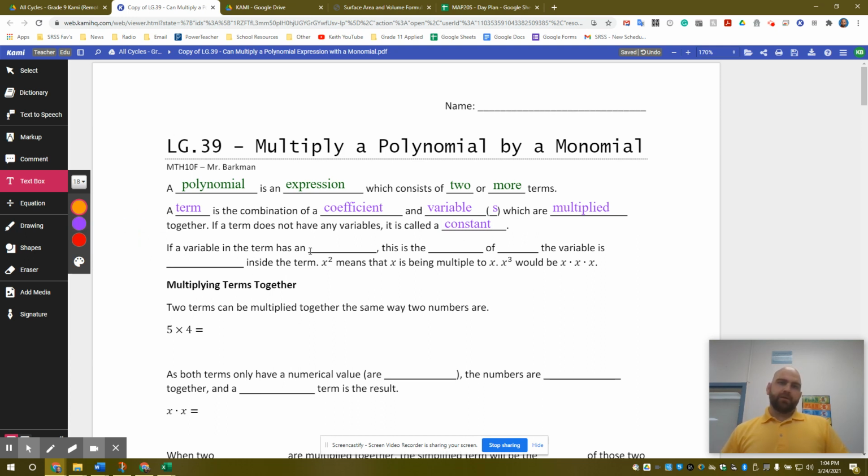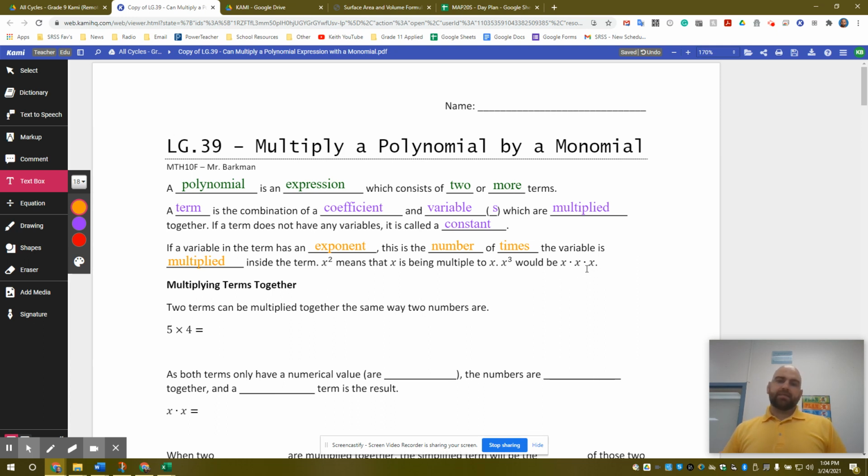Now, if a variable in the term has an exponent, this is the number of times the variable is multiplied inside the term. So a couple of examples here, if we see something like x squared, that's going to be x being multiplied by x, so x times x. If we see x cubed, it's going to be x times x times x. And remember that little dot means multiply, and so sometimes we'll see it like that.